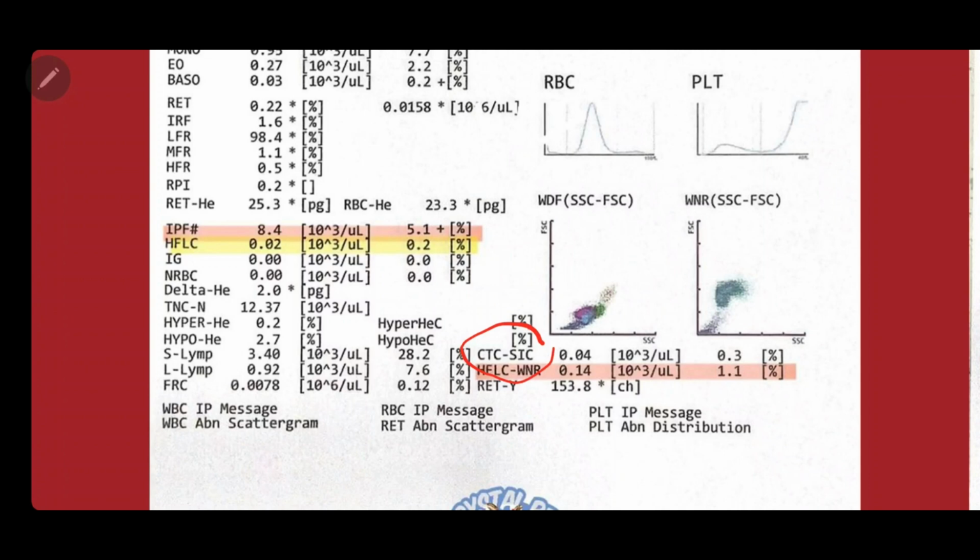The diagnosis using SIC must always be combined with the HFL-CDNR value. Using it alone can lead to diagnostic difficulties. Typically, if a dog has significant inflammation, both the CTC-SIC and HFL-CDNR values will be elevated. In cancer cases, both values, CTC-SIC and HFL-CDNR, will be high.